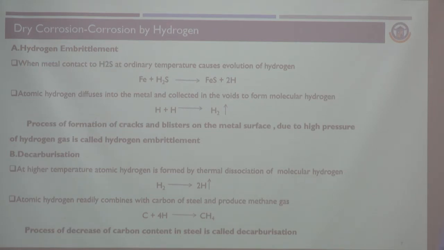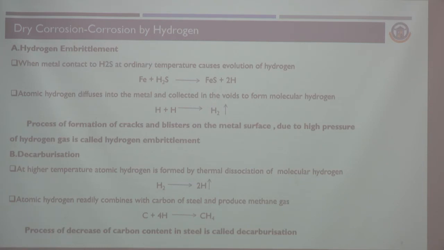temperature, it will produce evolution of hydrogen. For example, we can see that reaction: the hydrogen sulfide, when it comes into contact with the iron metal, produces atomic hydrogen, and this atomic hydrogen will diffuse into the metal and be collected in the voids of the metal and form molecular hydrogen. This molecular hydrogen formed inside the voids will create some pressure and produce some cracks and blisters on the surface of the metal due to high pressure. So this is called hydrogen embrittlement.